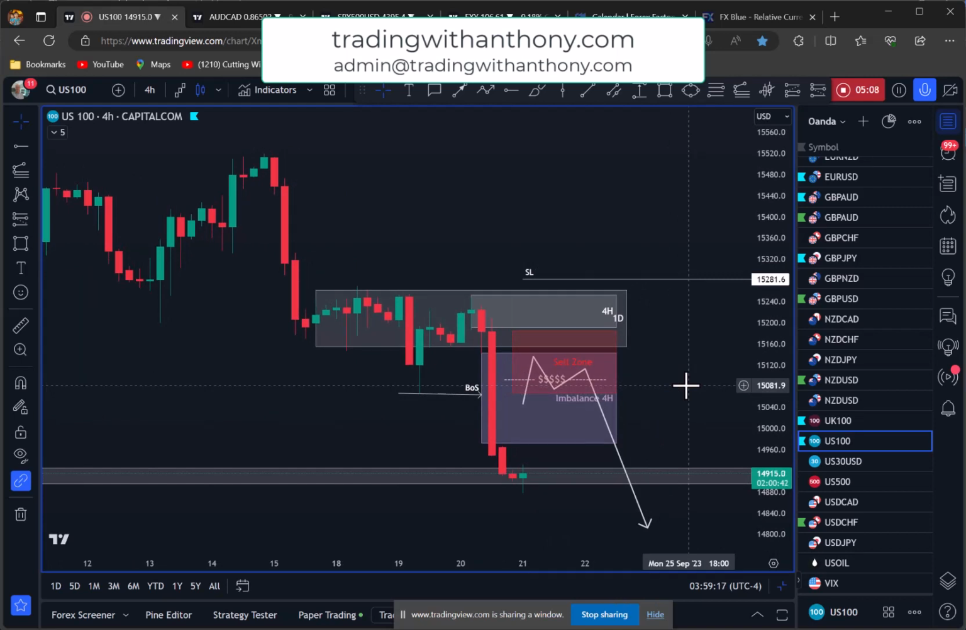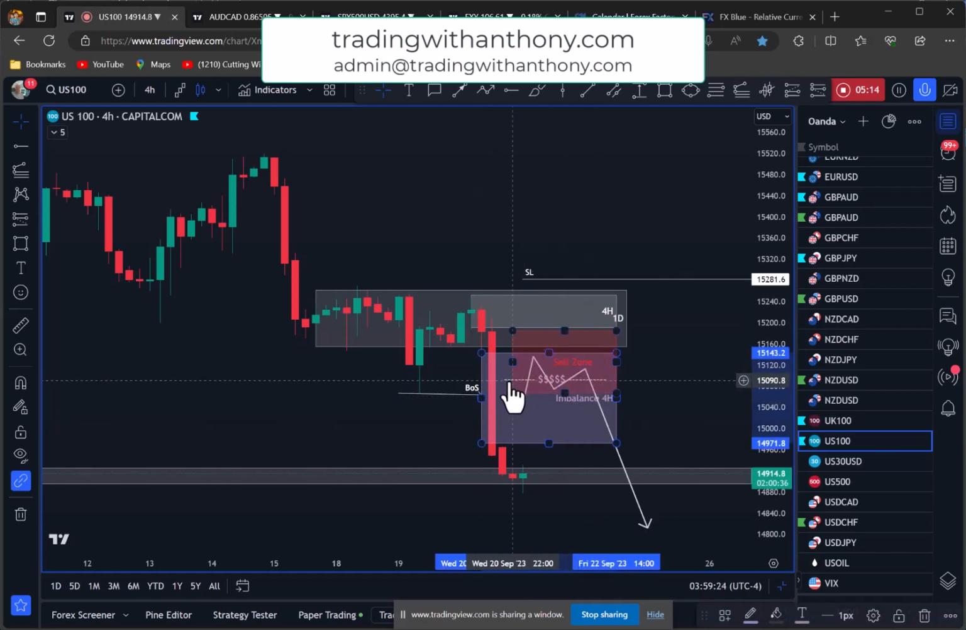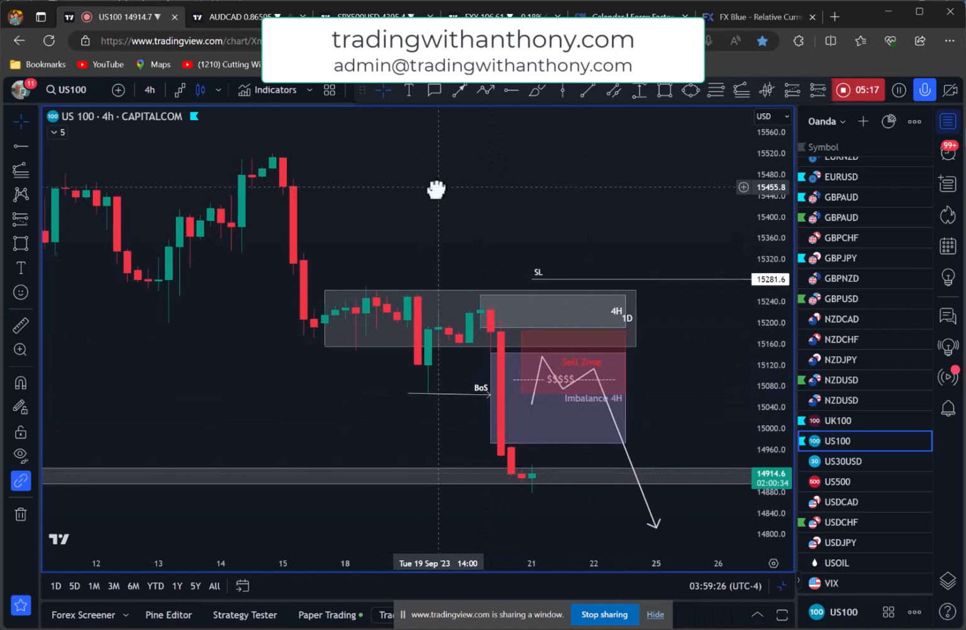But I mean, that's the key. That's where most traders come unglued. Anyway, I don't want to ramble on, but look, this is my idea here for a US 100 short.